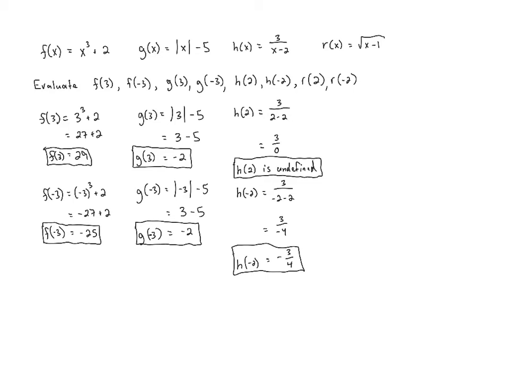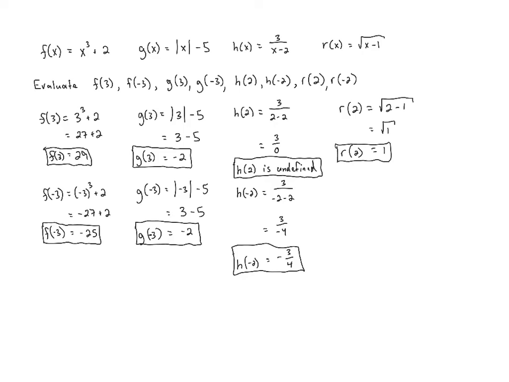All right, hopefully you're getting used to this notation and plugging numbers in. Let's do the last ones. Let's look at r of 2 and r of negative 2. r of 2 is going to be the square root of 2 minus 1. Well, 2 minus 1 is 1, and the square root of 1 is 1. So r of 2 is equal to 1.